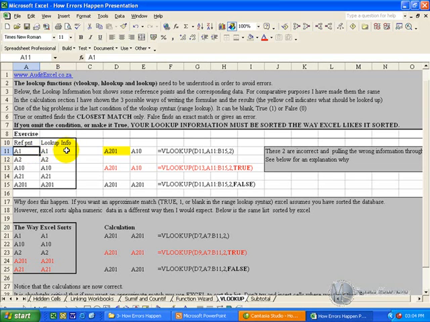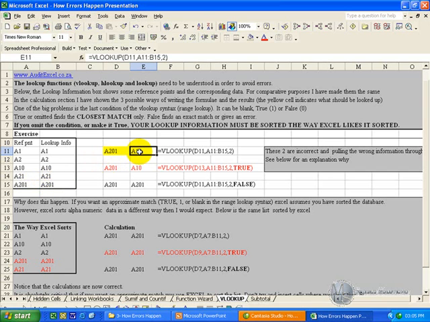For ease of comparison, I've made the information to be looked up exactly the same. So if I want to see the answer for A2, it must bring back A2. If I want to see the answer for A21, it must bring back A21. Over here you have the cell which specifies what number I'm looking for. So I'm looking for the answer to A201, which should be A201.